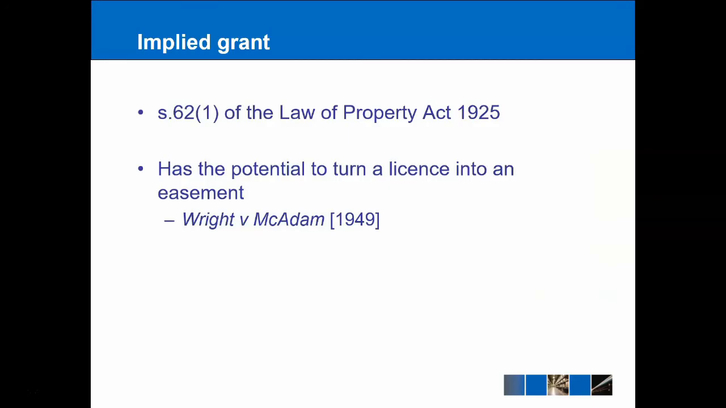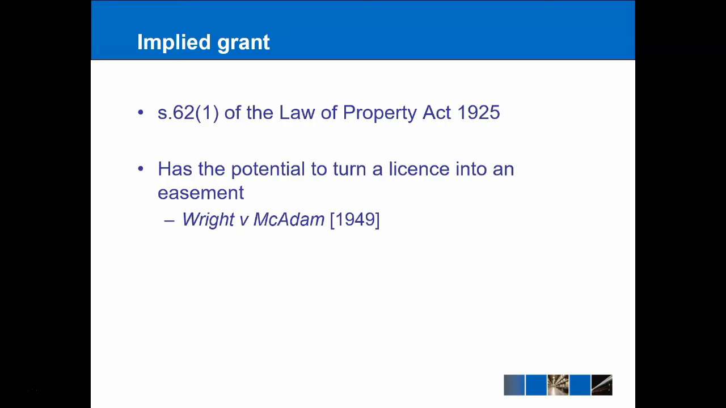The other type of implied grant comes from section 62, subsection 1 of the Law of Property Act 1925. And this basically says that when there is a conveyance of land, that any easements are also conveyed as well. So it's a pretty simple concept, but the way that this has been interpreted by the courts is actually a little bit controversial. So in the case of Wright v Macadam from 1949, there was a license, or in other words, a simple permission, for a person who was renting a building to store coal there.